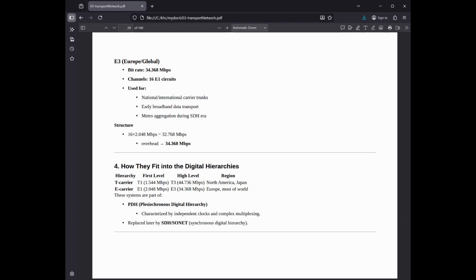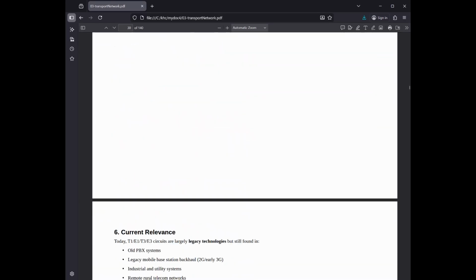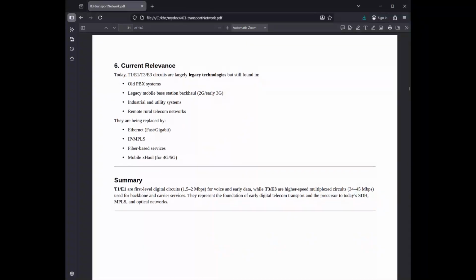Why are they still relevant in 2026? While you won't find a T1 line in a modern home, these technologies are the cockroaches of the telecom world. They simply refuse to die out in specific sectors. 1. Legacy infrastructure: many physical security systems, old PBX office phone systems, and industrial SCADA networks in power plants still run on these hard pipes because they are incredibly stable.